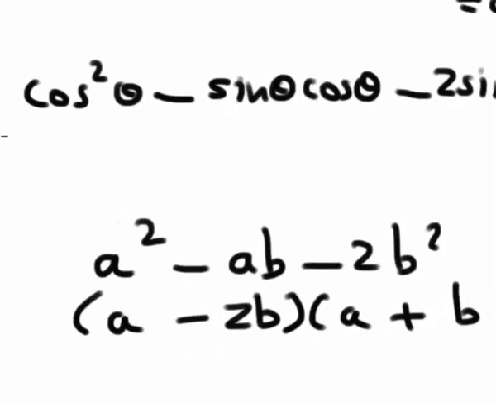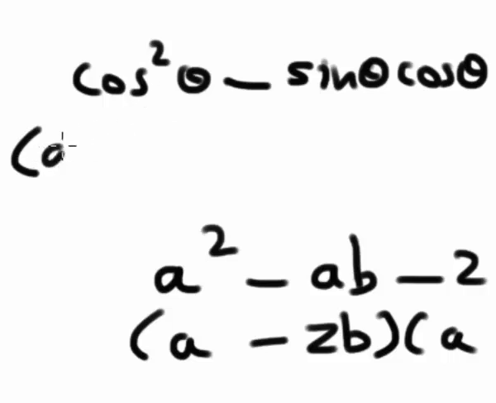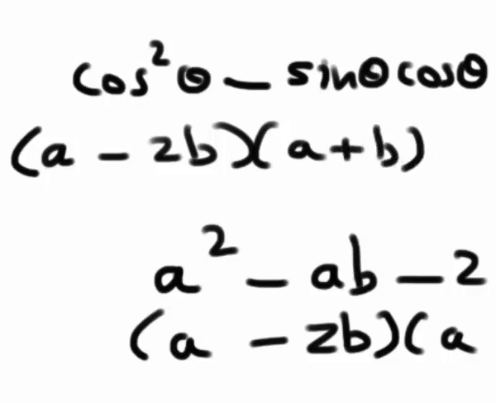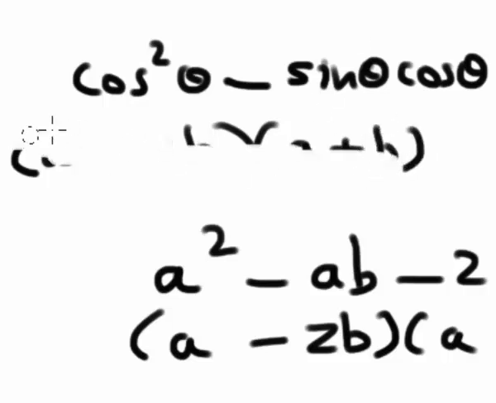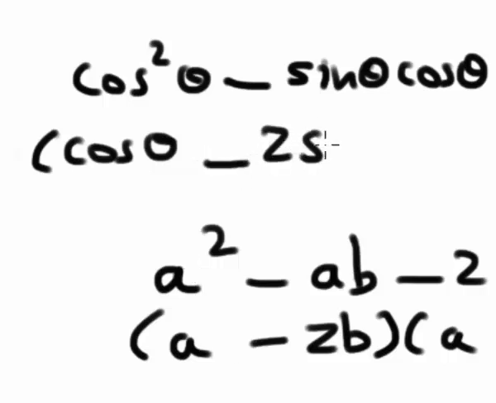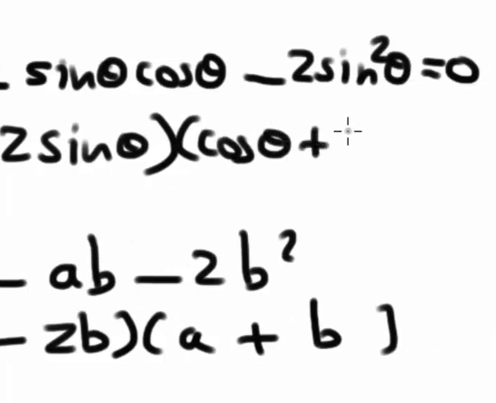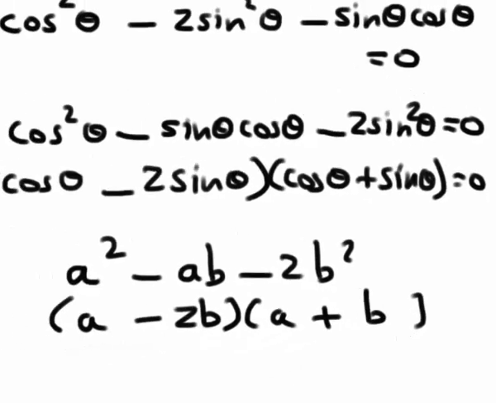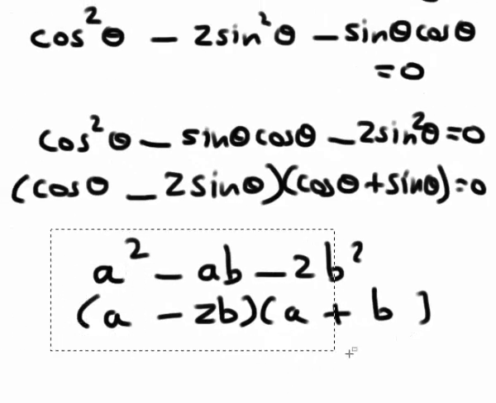So if we apply that principle here, think of cos as a. That would be a minus 2b and a plus b here. If we use that principle for this, what we can then do in a very simple way is say this is the cos of theta, like a, minus 2 sine theta, and then cos theta plus sine theta is equal to naught there. Okay, so it's simple applications of your little trinomials there.